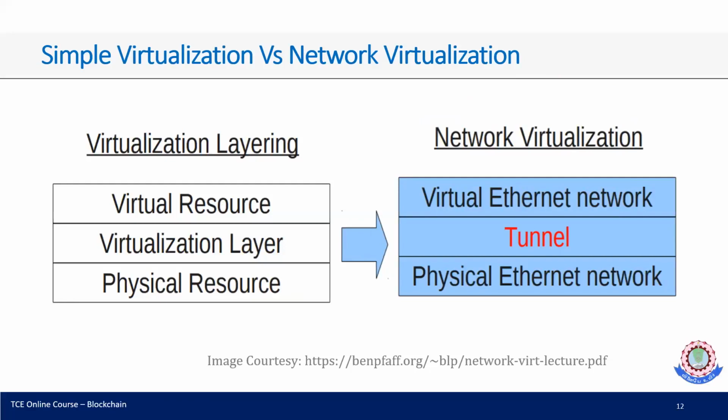So this is a simple physical virtualization layer where you have virtual resources, a virtualization layer, and physical resources. The resources are termed as the Ethernet network in network virtualization. The virtualization layer is replaced by tunnels. Tunnels will have fiber channels and Ethernet switches, with the protocol controller between the host and the storage array, which is called a subsystem in the network.